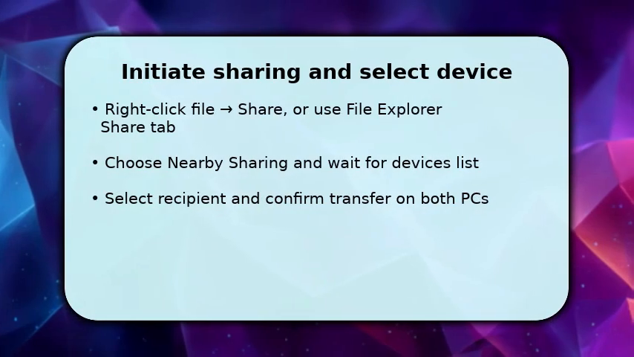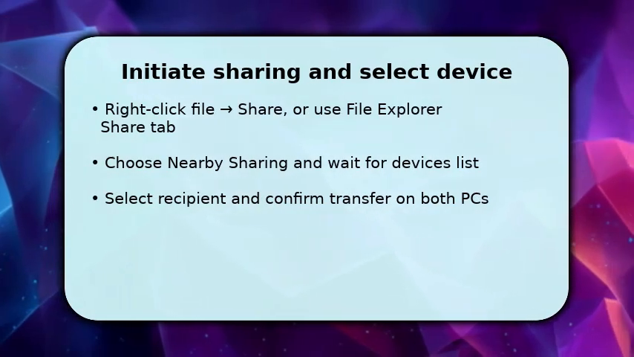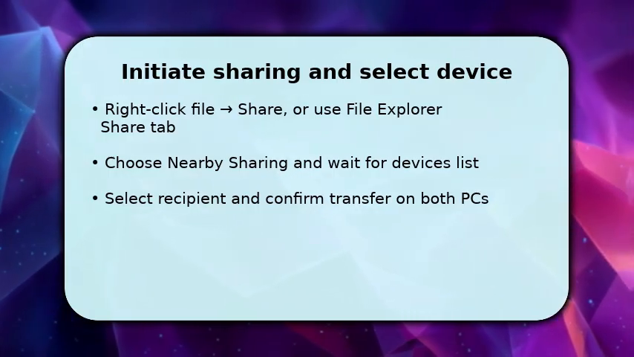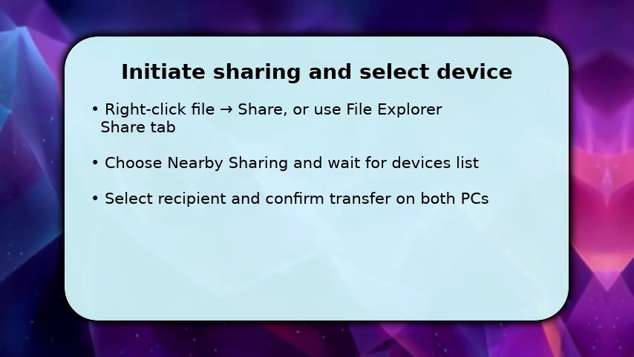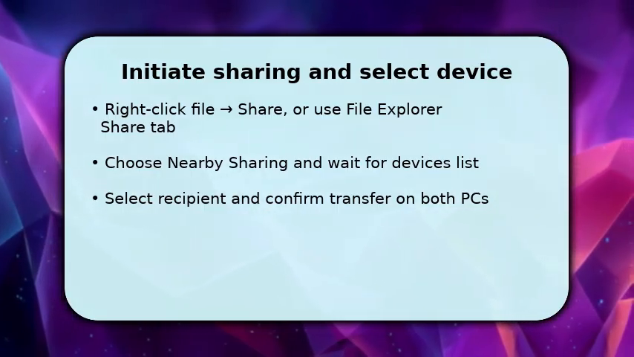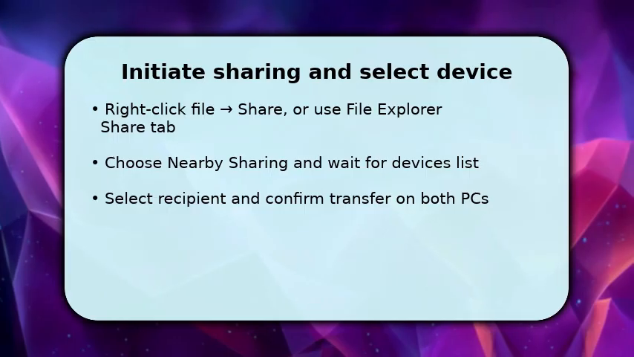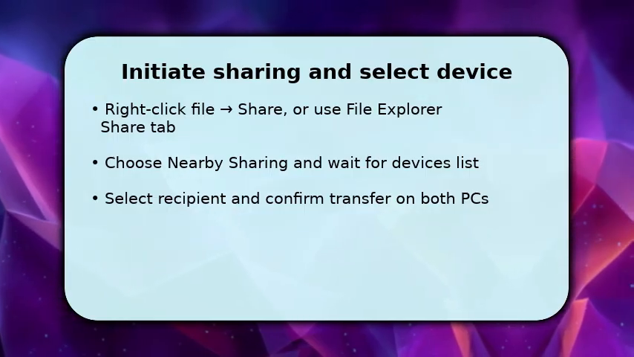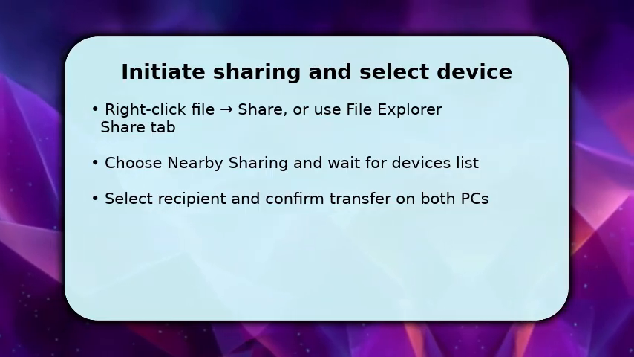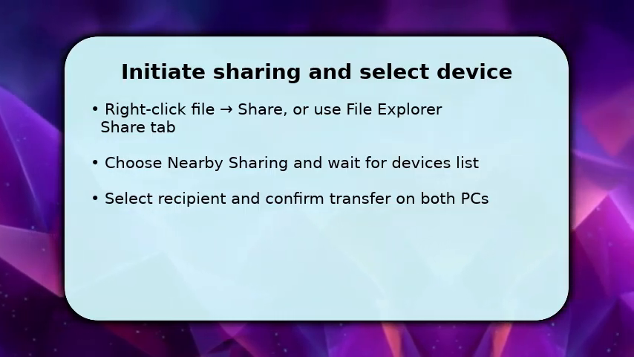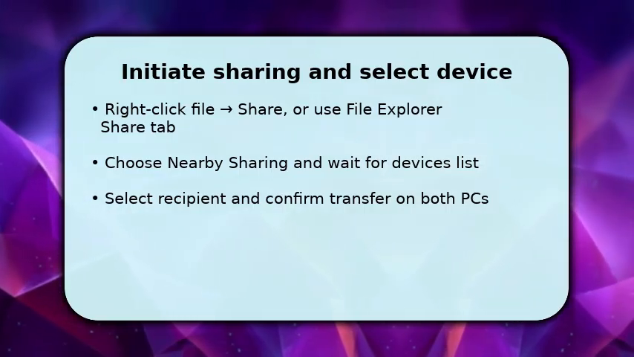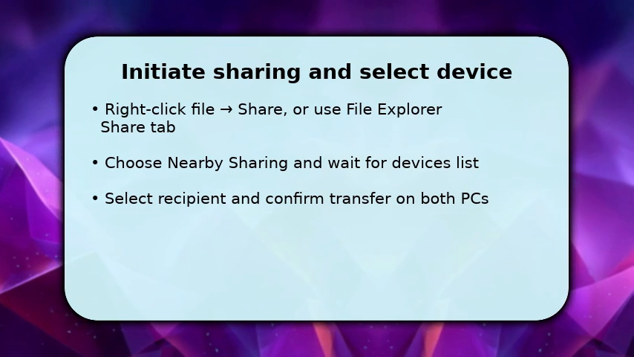Now you'll transfer a file. Locate it in File Explorer and choose Share from the ribbon or right-click. Select Nearby Sharing from the Share menu. The system will search for nearby devices using Bluetooth and Wi-Fi. When the recipient's PC appears in the list, click it to send. The recipient must accept the prompt, so make sure they look at their screen and confirm. Once accepted, Windows establishes a secure direct connection and the transfer proceeds. Larger files use Wi-Fi for speed.